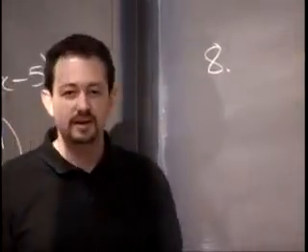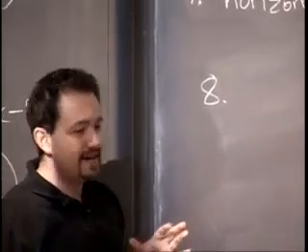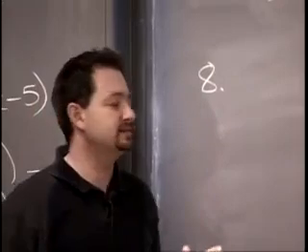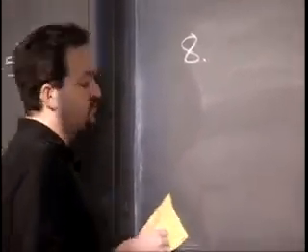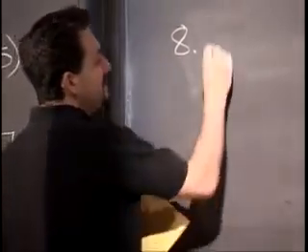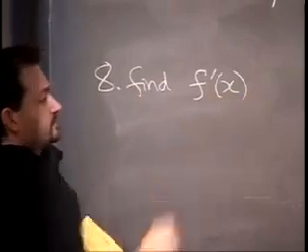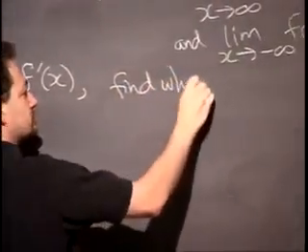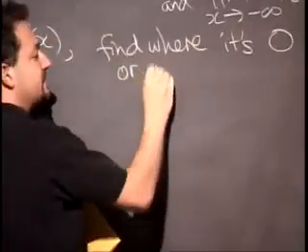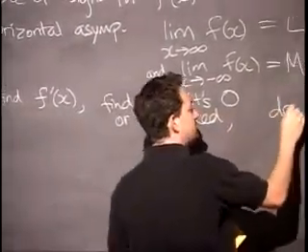Okay, I want to say that although we've used a few limits, we haven't used any calculus proper yet. The last 4 steps are the calculus piece. So this is really the extra piece that we have. Step 8 is find the first derivative. Find where it's 0 or undefined. And draw a table of signs.